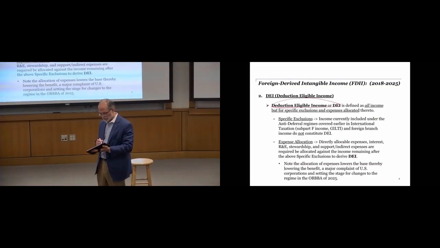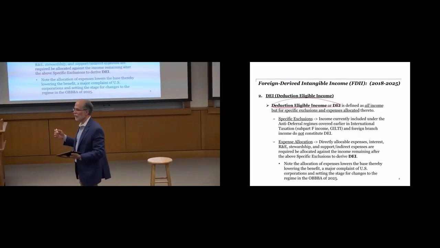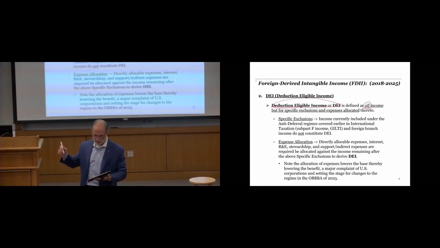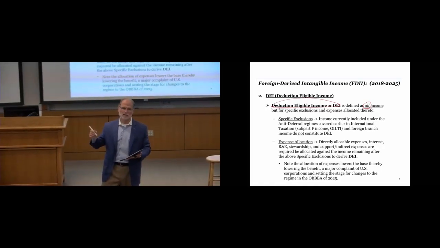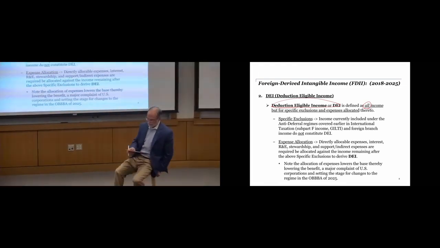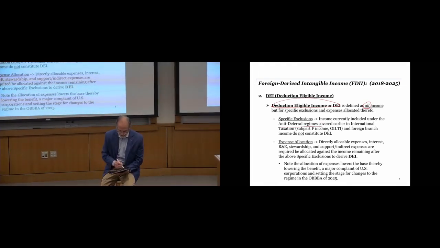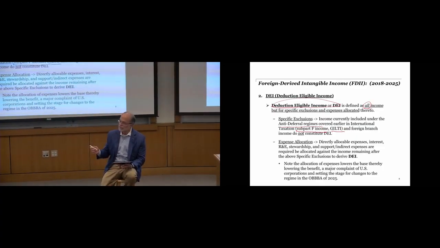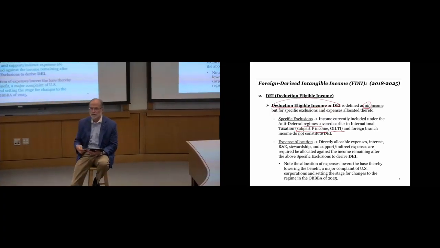Deduction eligible income. The way this is phrased is it's all income, but certain items are specifically excluded, and I allocate expenses against that income. My specific exclusions are income included under the anti-deferral regimes we covered in international taxation. Remember subpart F? GILTI and foreign branch income do not constitute deduction eligible income. So why? I think it's important to understand why. Don't just try to memorize these rules. Why are those items excluded?